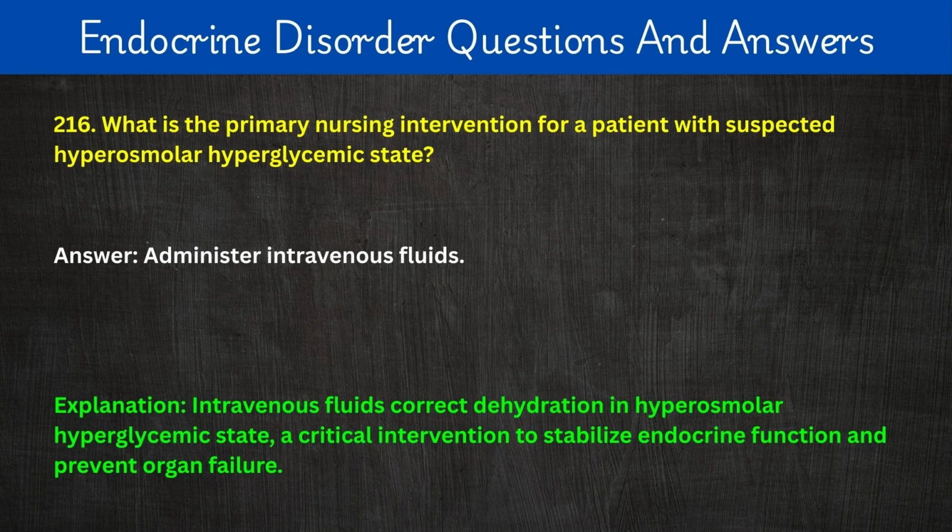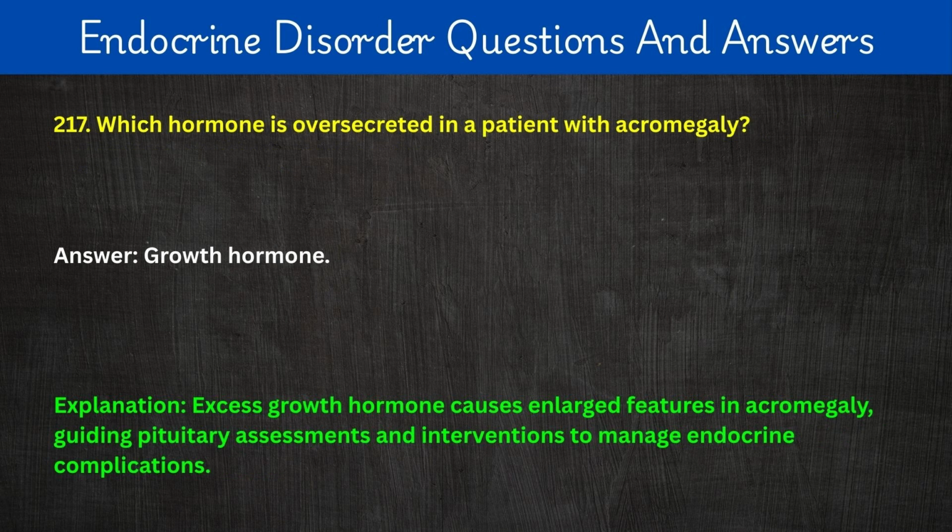216. What is the primary nursing intervention for a patient with suspected hyperosmolar hyperglycemic state? Answer: administer intravenous fluids. Explanation: intravenous fluids correct dehydration in hyperosmolar hyperglycemic state, a critical intervention to stabilize endocrine function and prevent organ failure.